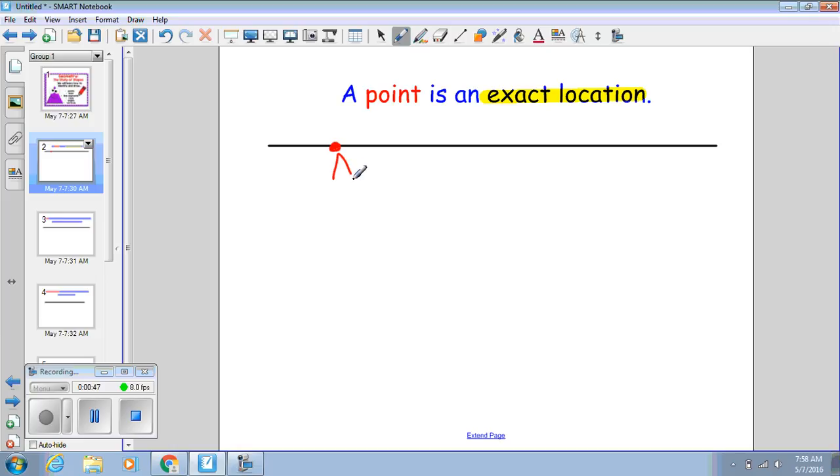Points are normally marked with a letter. So this point on the line would be marked with perhaps an A. If I'm making another point further down the line, I'm going to use a different letter for this one. So let's say this point could be labeled point B. Again, a point is an exact location on a line.